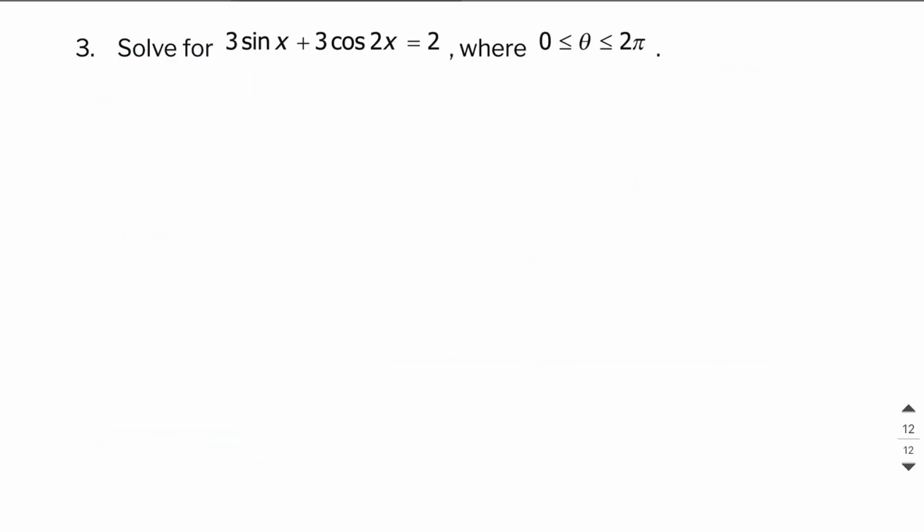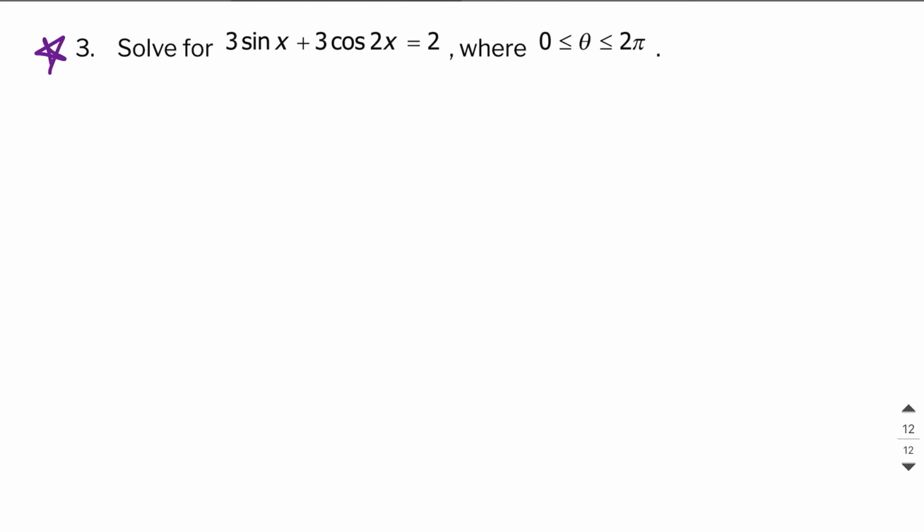Okay, so number 3, we want to solve for 3 sine x plus 3 cosine of 2x equals 2. This one right here is a really tricky one because if you notice, we have sine of x and cosine of 2x right here. And to be honest, if I can avoid solving an equation with both sine and cosine in it, it would make things so much easier for me.